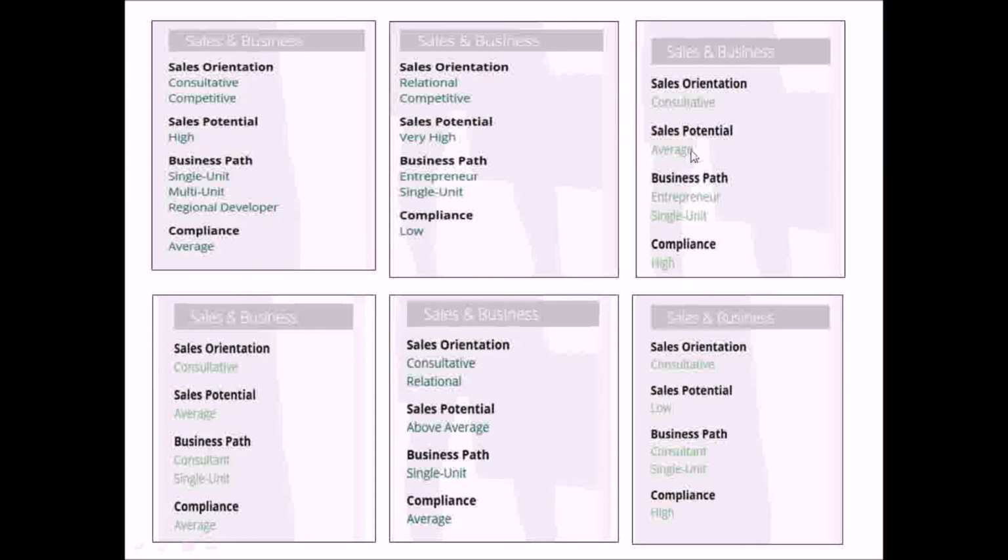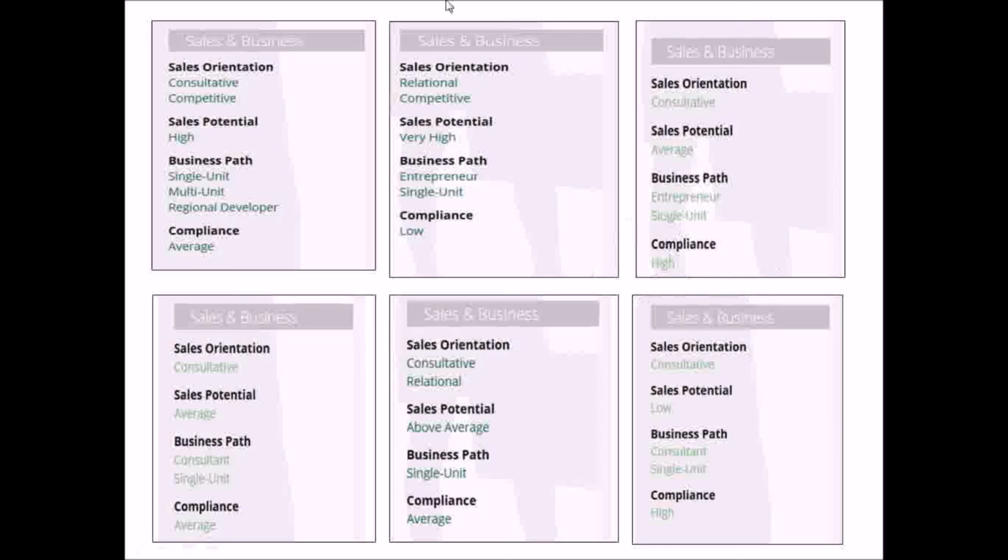Okay, over to the right, consultative, average sales potential. Again, an entrepreneur, single unit, a high compliance. This is someone that's going to require a little more hand-holding. This is someone that's going to call corporate offices and ask for the right way to do things. So we need a franchise system that has strong support that can help this prospective franchisee go through that process, because he's going to be, or she's going to be placing a lot of pressure on corporate. Tell me what to do.